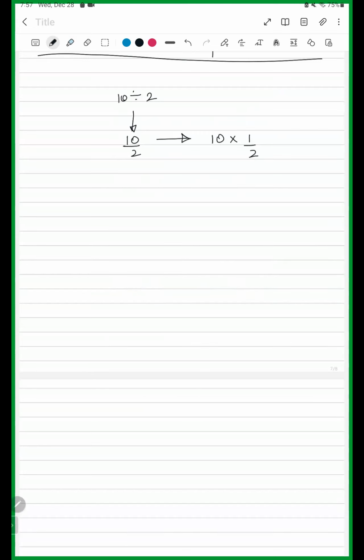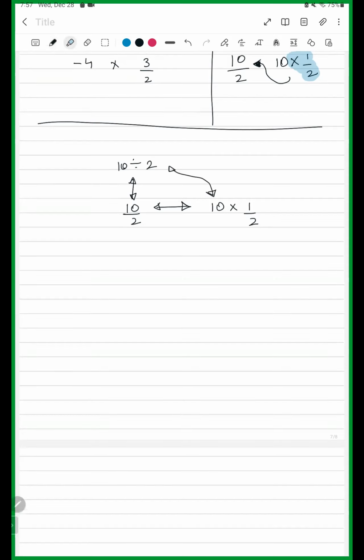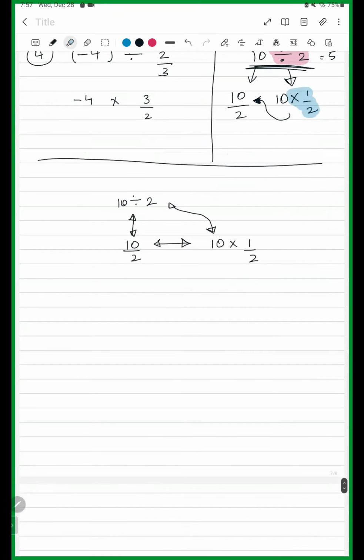So this is what I'm saying. All of these are the same thing. There are different ways of writing the same thing. Got it? Okay. So now just remember, humne yahan pe kya kiya hai. Look at this and this. इन दोनों में क्या कॉमन है? 10 इज कॉमन. So divided by 2 becomes multiplied by its reciprocal.